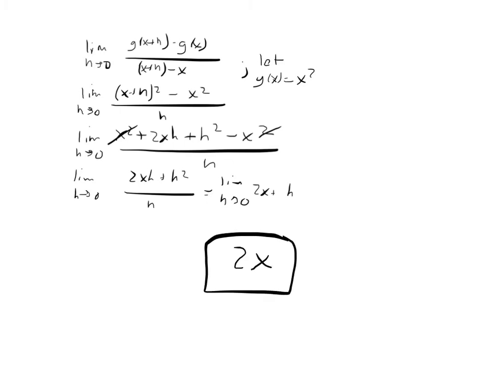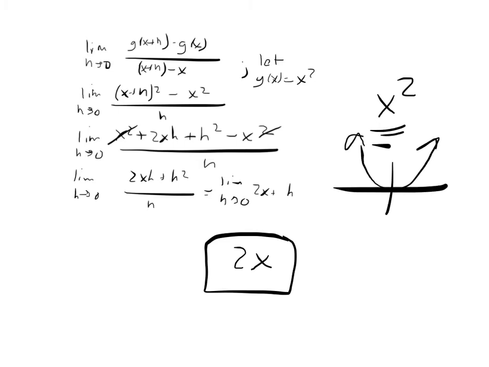So note, we started with a function x squared. What does that function look like? It's a parabola. There it is. We've come up with a rule that gives us the slope of the line tangent to the curve at any point on the curve. And the rule is: the function is x squared, and the slope of the line will be 2x. Note that 2x is a function as well.